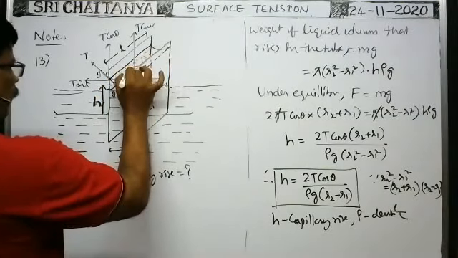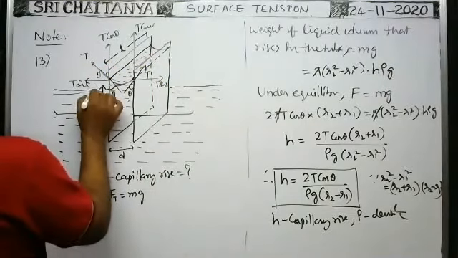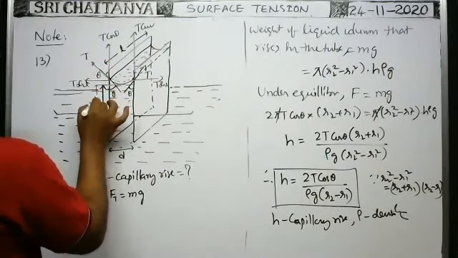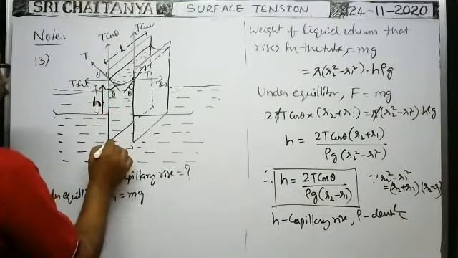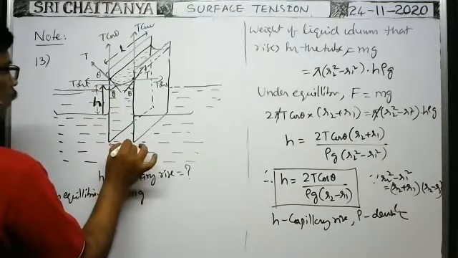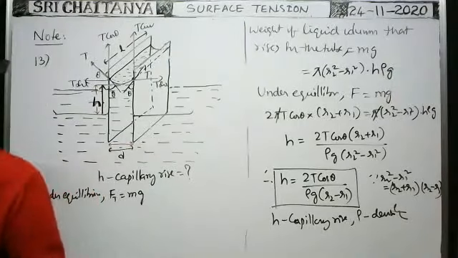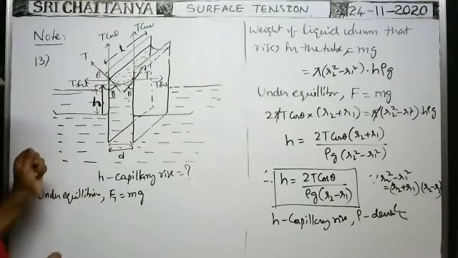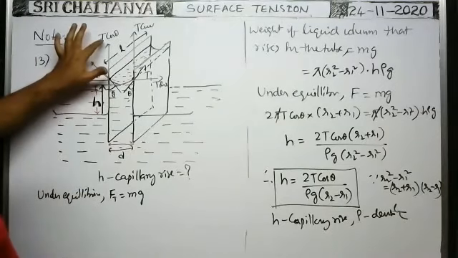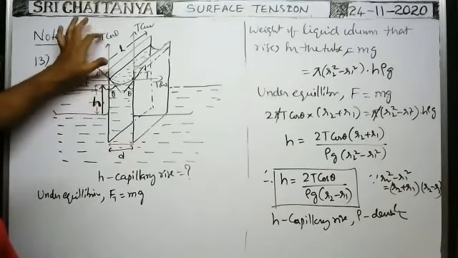This is the surface of the meniscus, and it is the vertical height of the capillary. It is the capillary rise. The distance between two plates is equal to small d. Okay. Now, what is the force due to surface tension? For surface tension, the component T cos theta acts in the vertical upward direction.